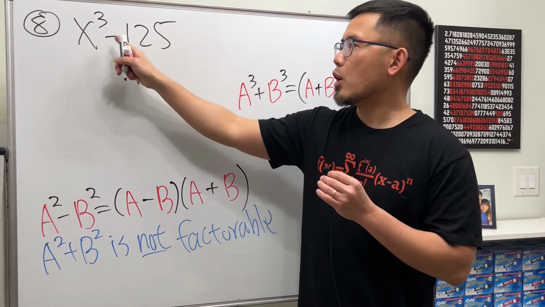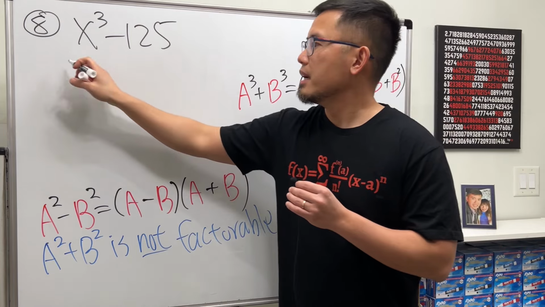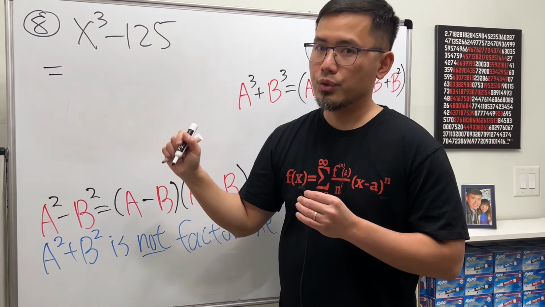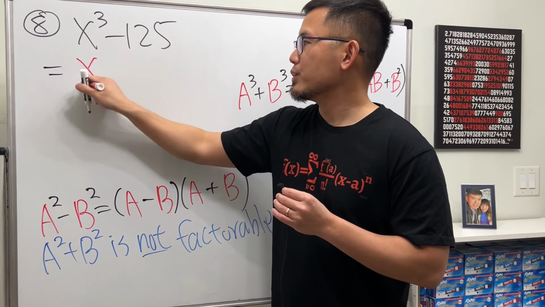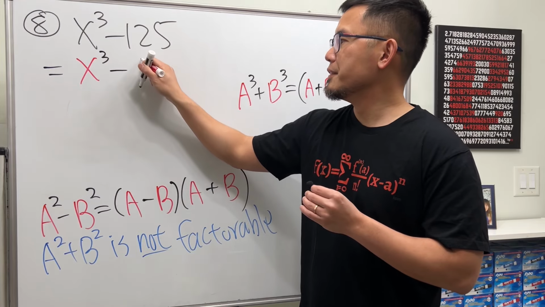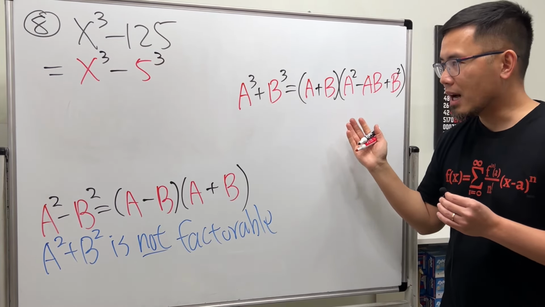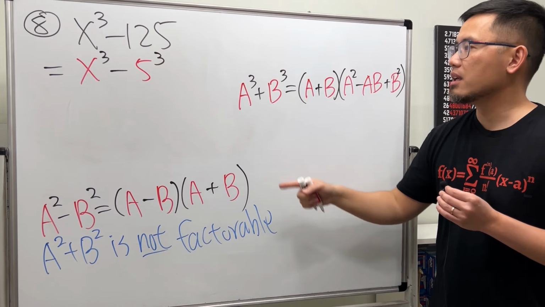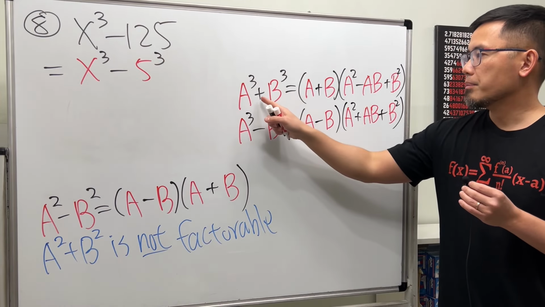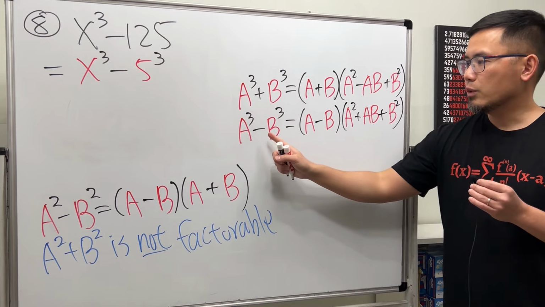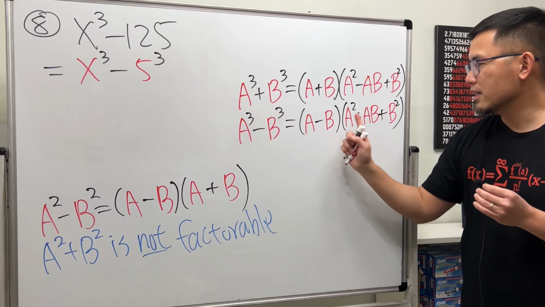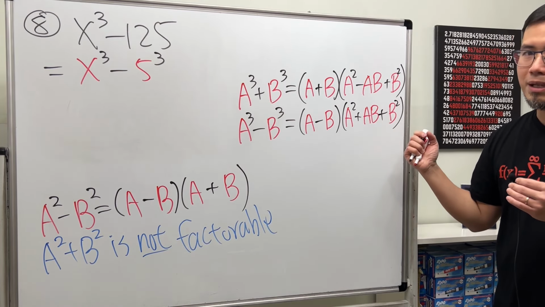Next, x to the third power minus 125. This right here is the difference of 2 cubes. x to the third power minus 5 to the third power. We have a similar formula just like this, but be careful with the sign. How I like to remember this is plus plus minus. And then when we have a minus, it's minus minus plus. And the last term is always plus.